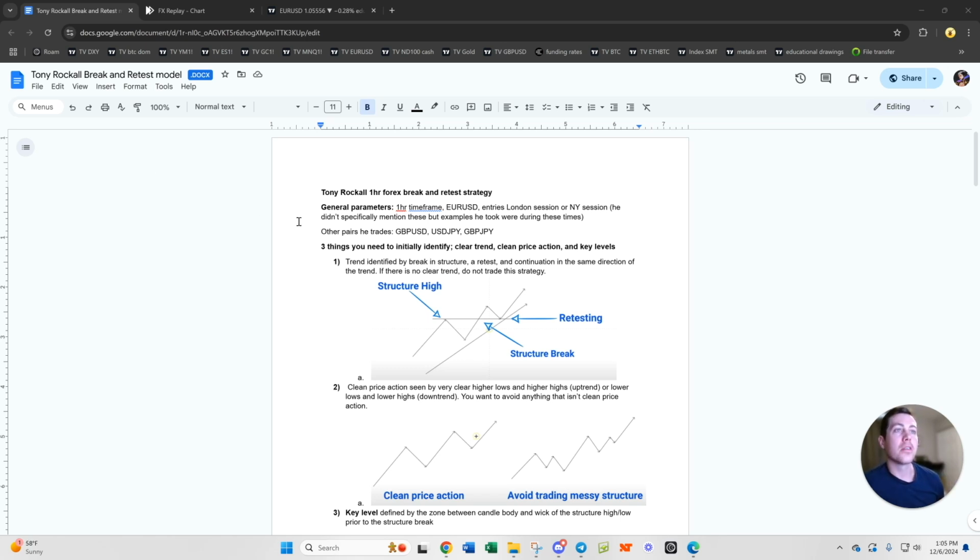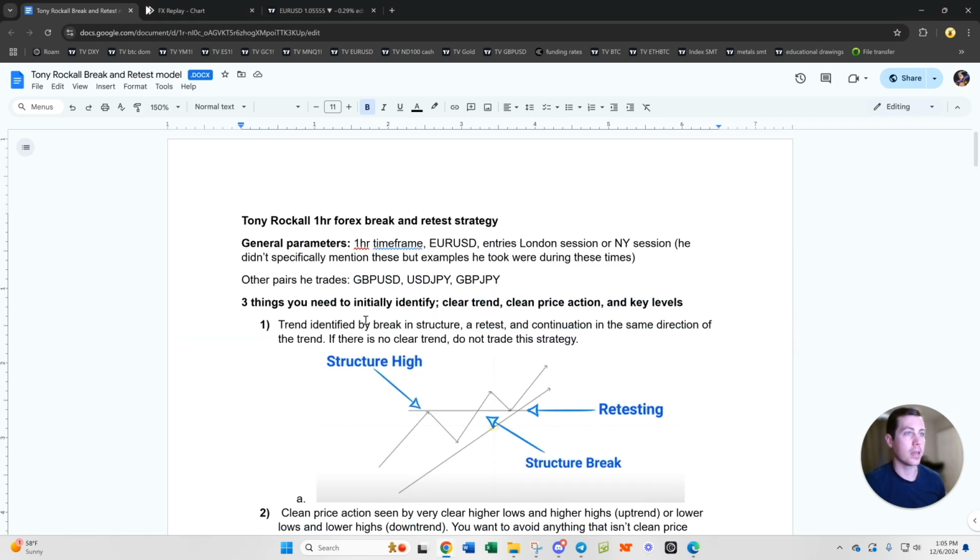So I'm going to be going over his video on this simple break and retest strategy, so you guys can follow along, and then I'll go over the documentation, and then we'll dive into the backtest. So feel free at any point to reach out with questions.